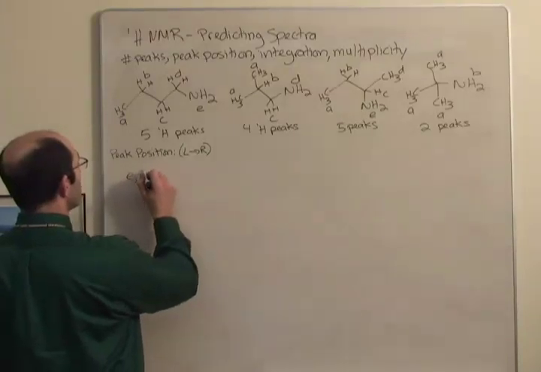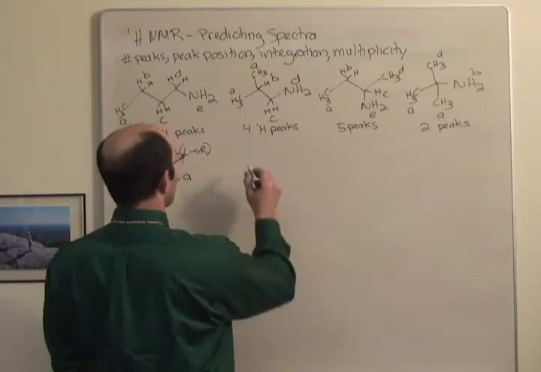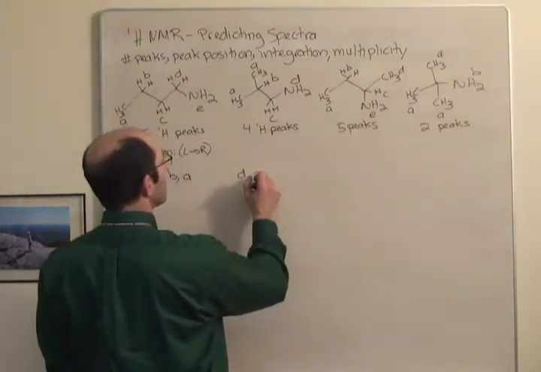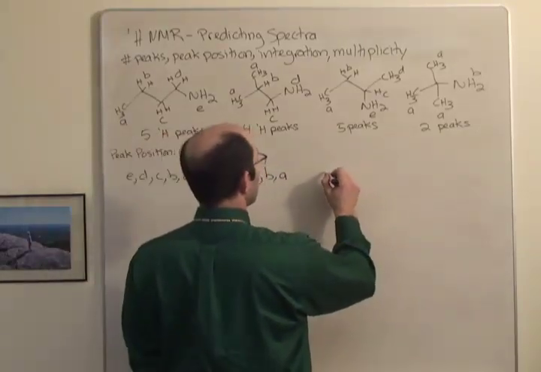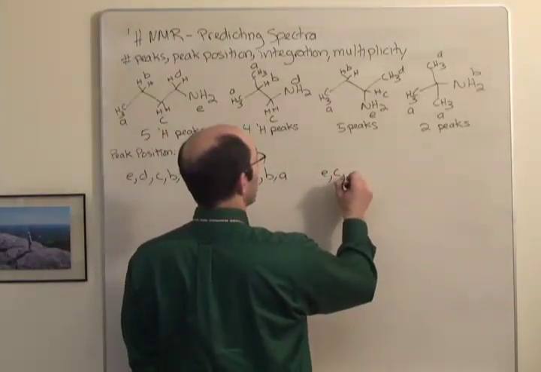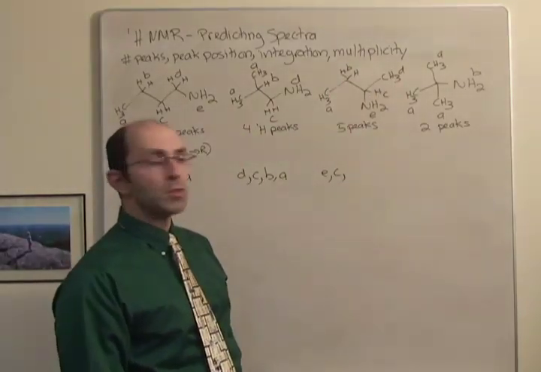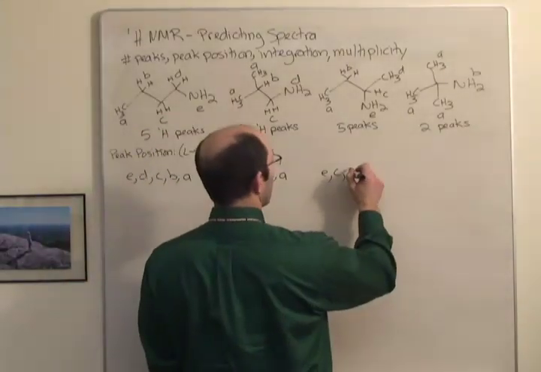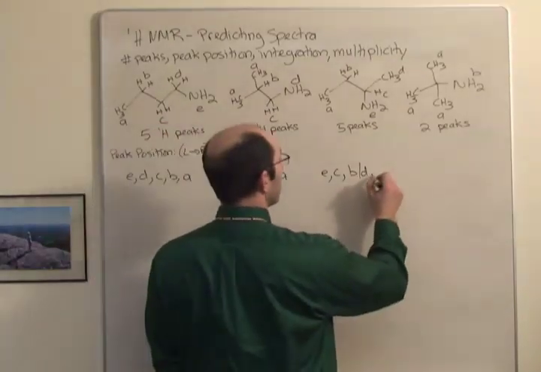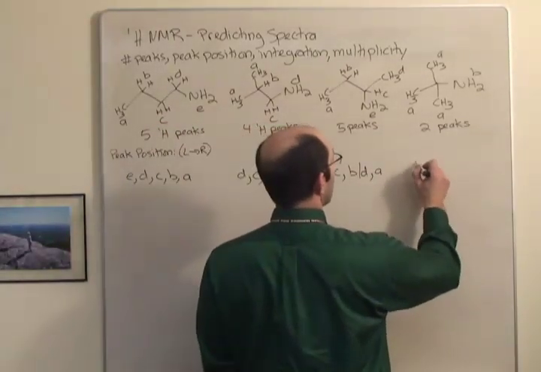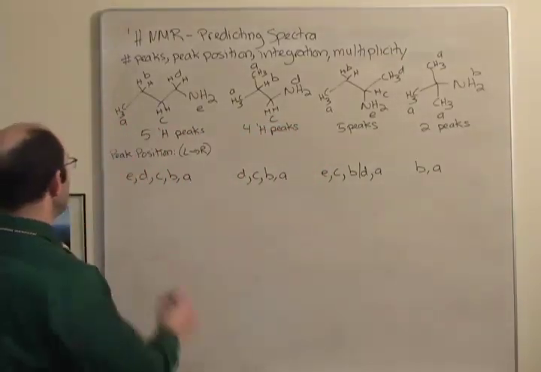So E, D, C, B, and A. Over here, D, C, B, and A. For this one, E, C, and then you'll note that B and D are equal distances from the nitrogen, so we'll probably just say that B and D will be essentially the same. That will be our prediction anyway, and then A, and then finally over here, B and A. Okay? Now we have to get to integration.